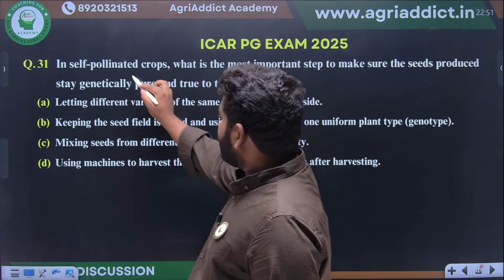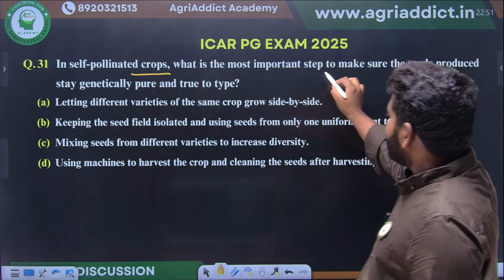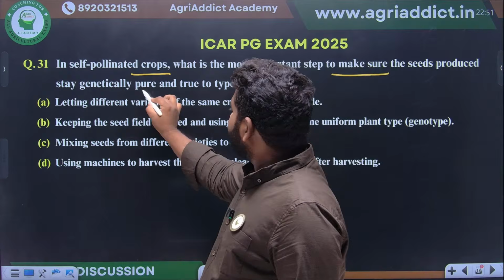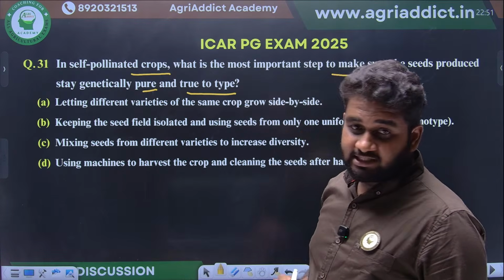In self-pollinated crops, what is the most important step to make sure the seeds produced stay genetically pure and true to type? In self-pollinated crop plants.